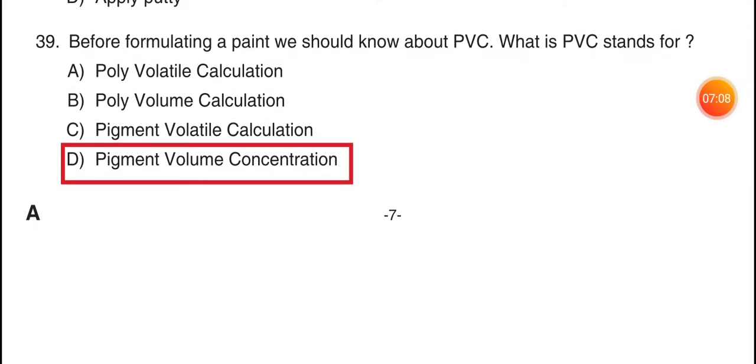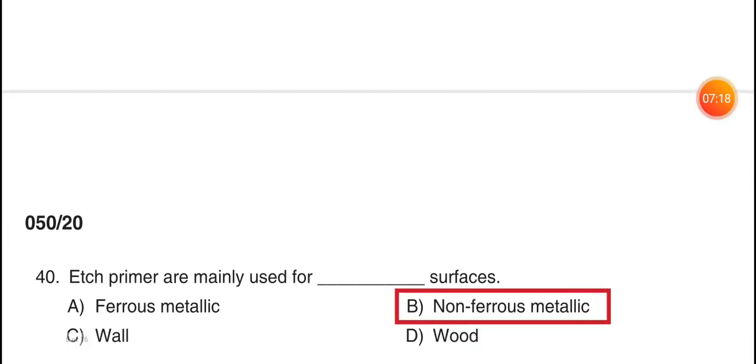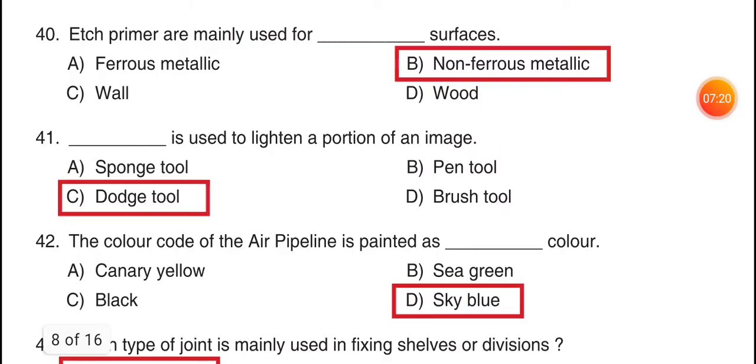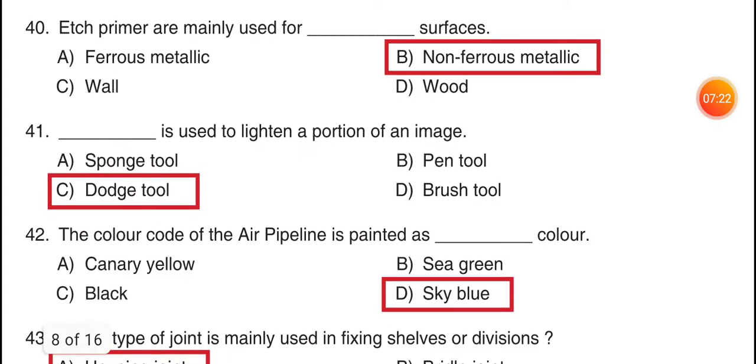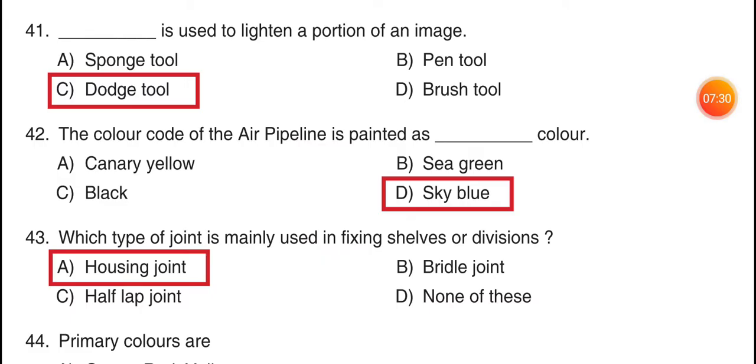39. Before formulating a paint, we should know about PVC. What is PVC stands for? Option D, pigment volume concentration. 40. Etch primer are mainly used for dash surfaces. Option B, non-ferrous metallic surfaces. 41. Dash is used to lighten a portion of an image. Option C, dodge tool.